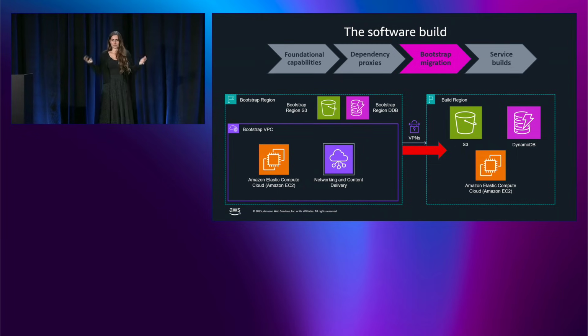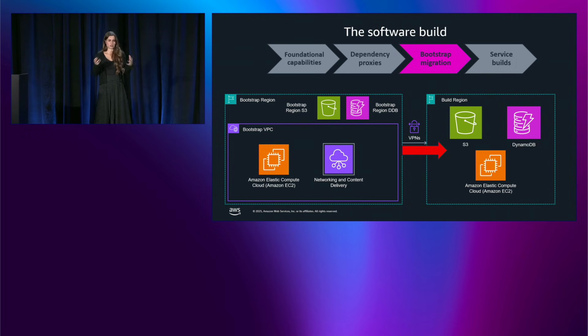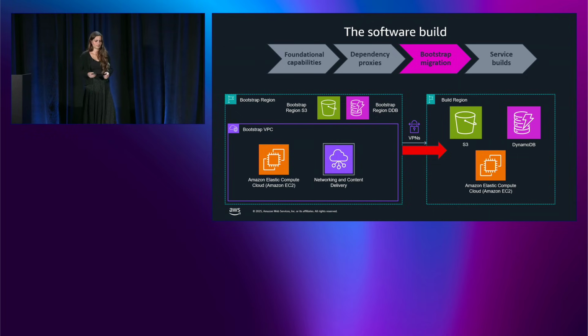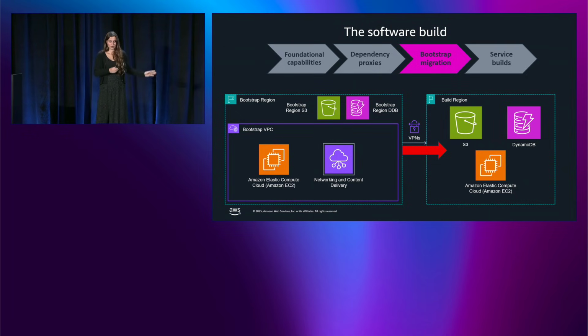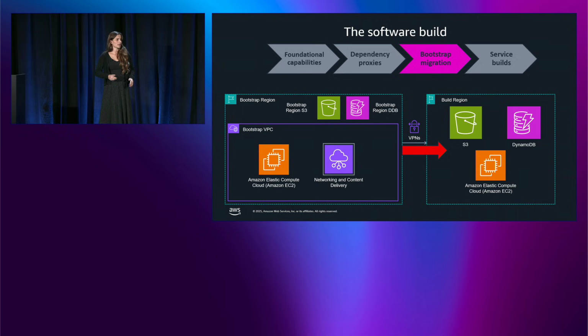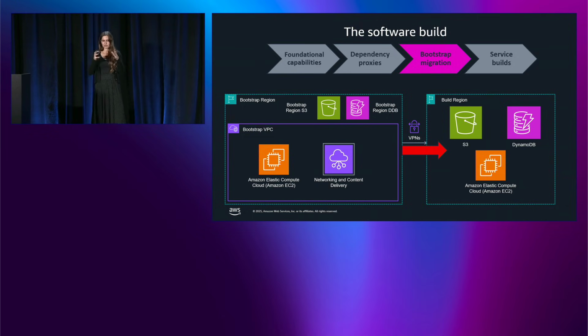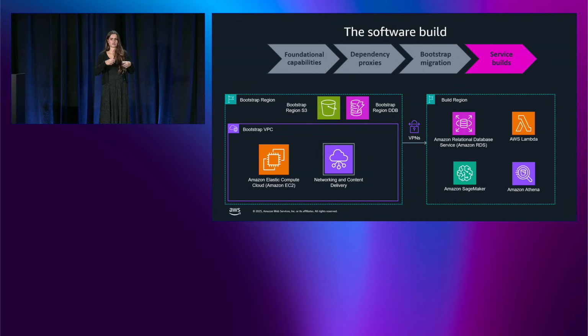And remember, this is all possible because to a service, they are the same region, whether it's the VPC environment or the build region environment. And so once the control plane is up and running in the build region, we have EC2, S3, DynamoDB, all of the core services in the build region. So we have a very stable environment so that a bunch of other services can start their builds as well.